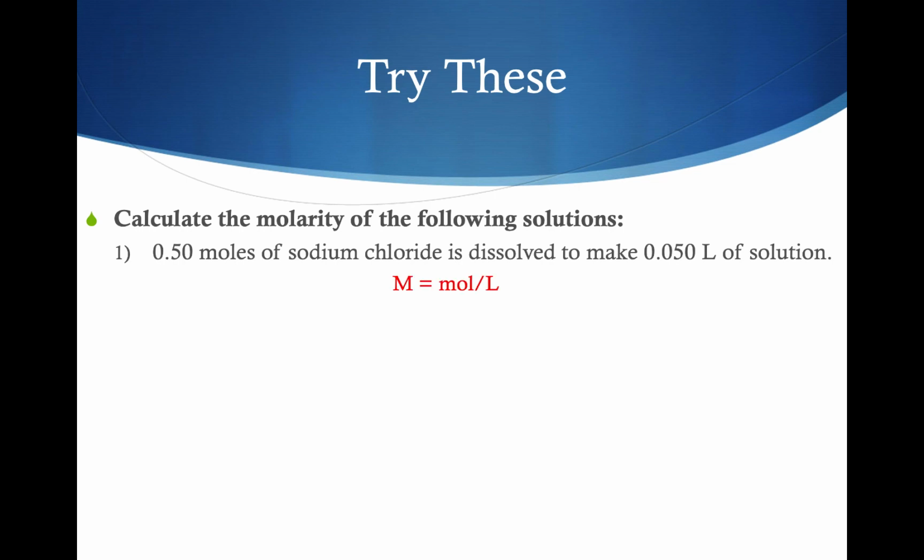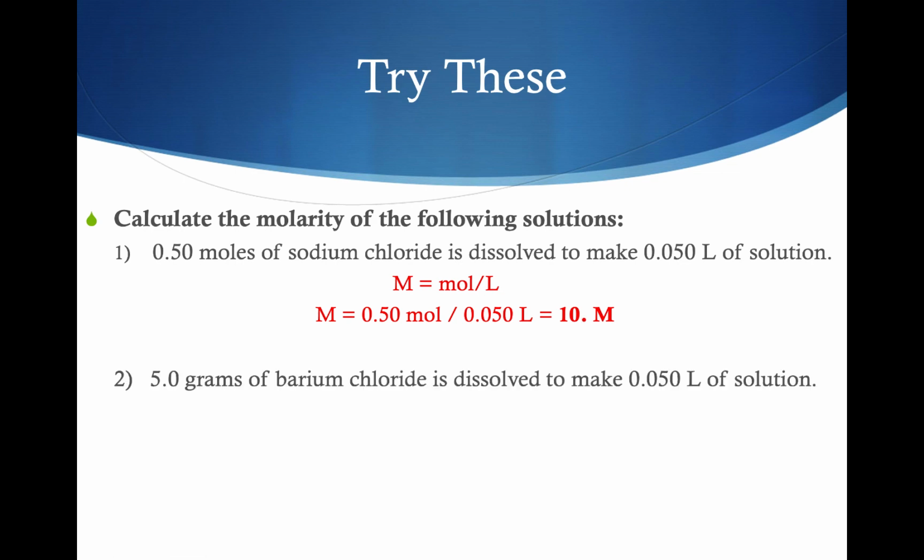I'm going to start by writing down my molarity equation. Molarity equals moles over liters. From here, I can plug in directly from the problem. I'm told that I have 0.5 moles of sodium chloride, that's my solute, and it's dissolved in 0.050 liters of solution. Dividing 0.5 by 0.05 gives me 10 molar. Notice it's 2 sig figs, so the decimal point is there to indicate that that zero is significant.